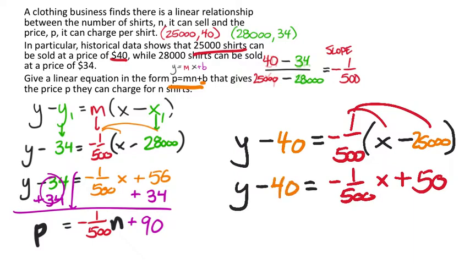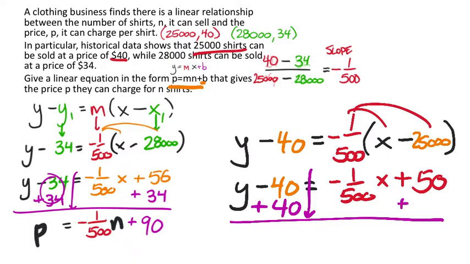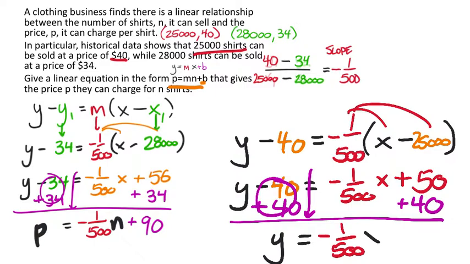equals that stuff. And of course, just like the last one, the last thing we need to do here is get rid of that 40. So add 40 to both sides. And we get y equals, we zero this part out just as planned. We have the slope, negative 1 over 500 times the x. And 50 plus 40, still plus 90.